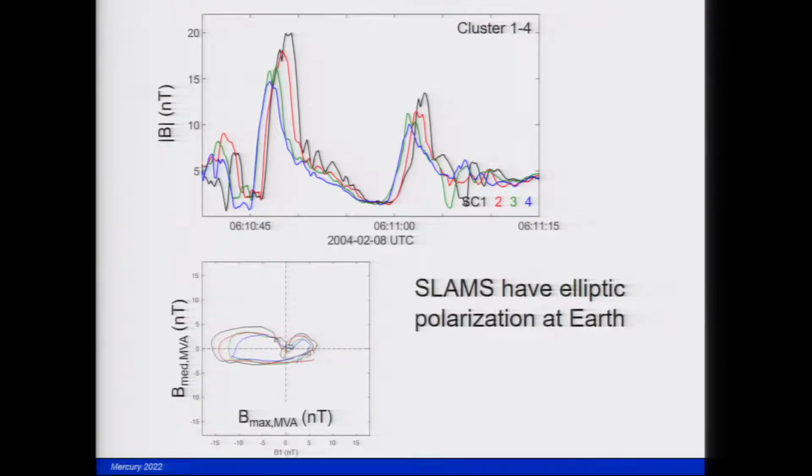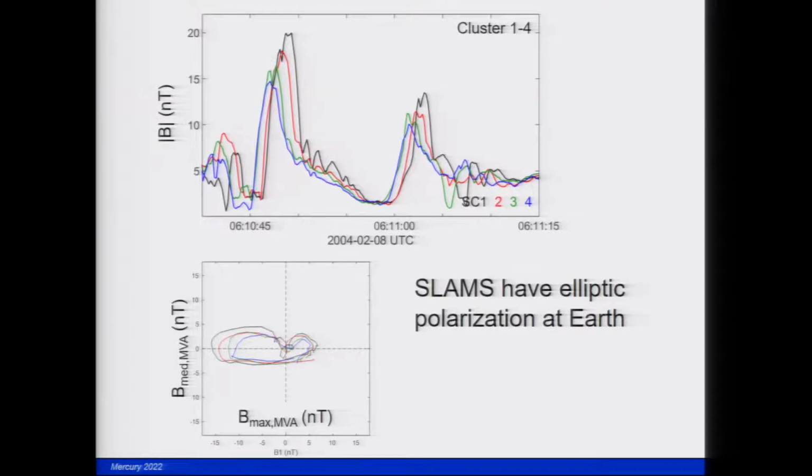Okay, one final thing about SLAMS at Earth. If we look at their polarization, it's typically an elliptical polarization in the plane of the medium, maximum, minimum variance analysis plane. That just means the plane where most of the magnetic field variation takes place.